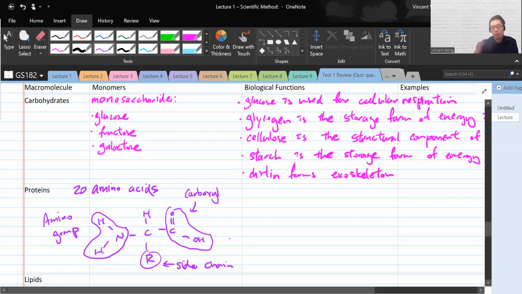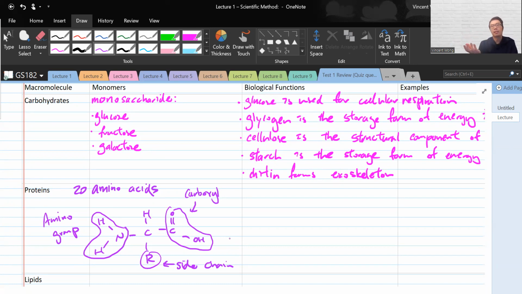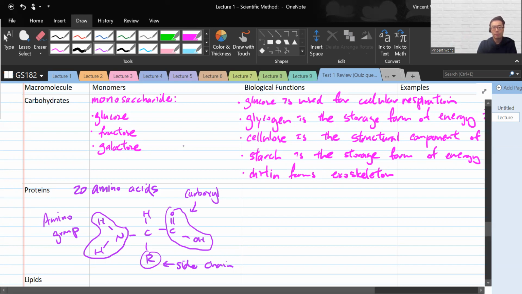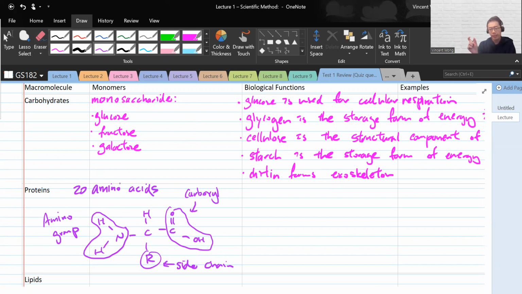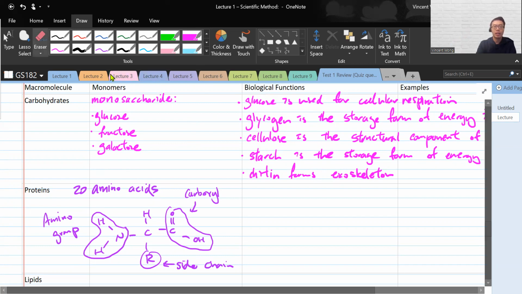So what makes the 20 amino acids different from each other is the side chain. Some are acidic, some are basic, some are hydrophobic, some are hydrophilic, and so on and so forth. So different side chains give the amino acid different properties. We can connect amino acids together with a peptide bond, and then it becomes a polypeptide, a protein molecule.